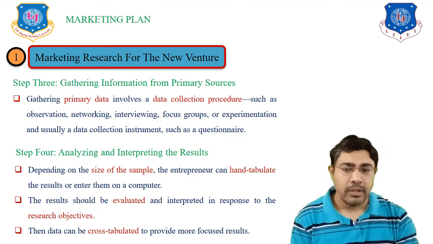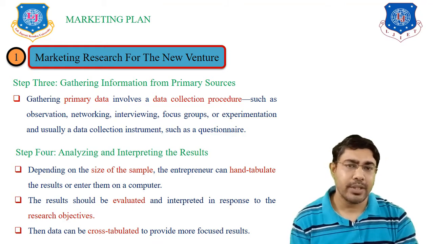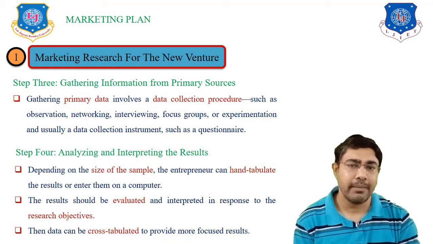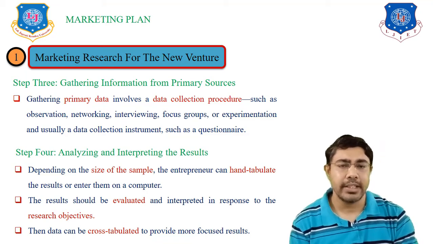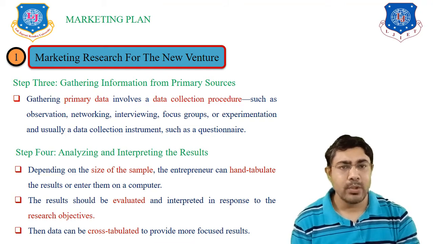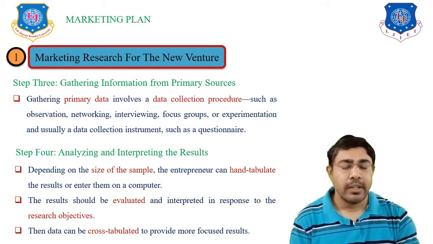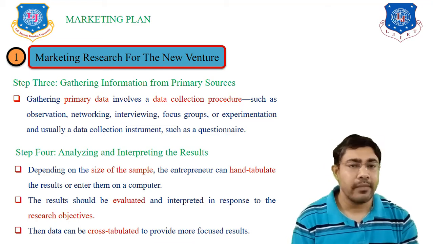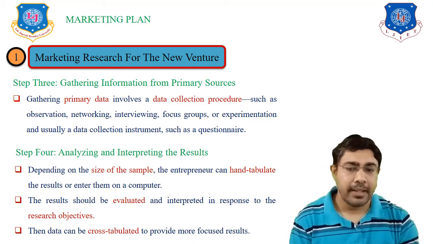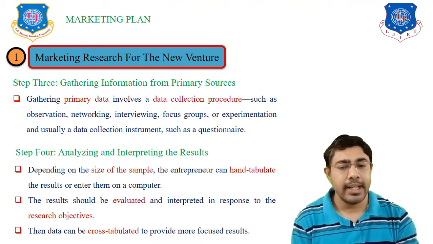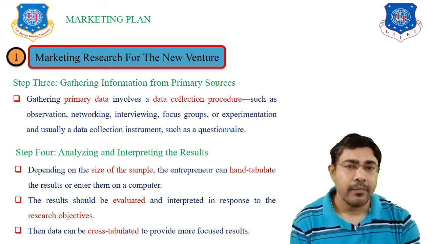primary data. Now in the first step you make the list of information which is needed for the marketing plan. In the second and third steps you collect the data from primary and secondary sources. Now you have the information which is needed for developing the marketing plan. So in the fourth step, next is analyzing and interpreting the results.